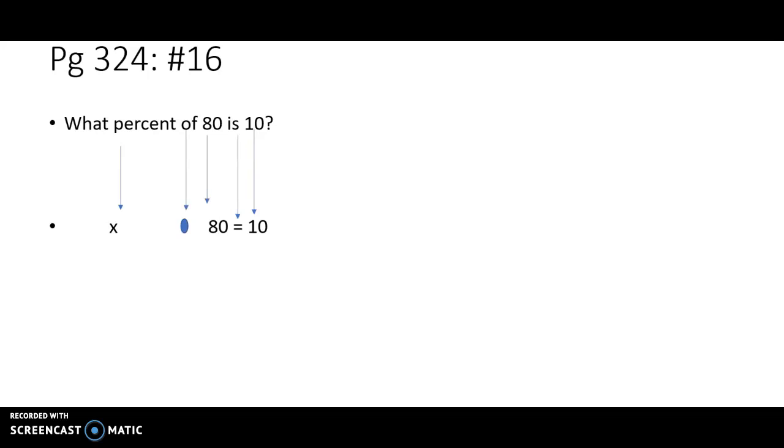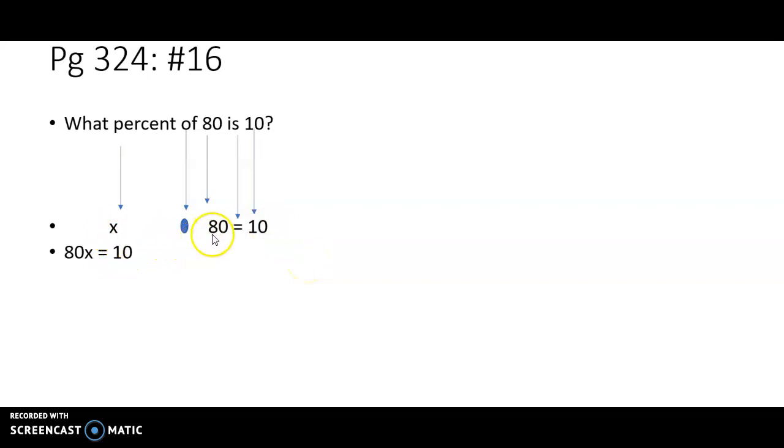Okay, next problem that came up was number 16. 16 asked us what percent of 80 is 10. This is just like number 12. It's almost a carbon copy, just different numbers. So we're going to go ahead and translate. What percent means X, of is multiply, 80 is just our number 80, is means equal, and 10 is the number 10. Again, we want to clean this up to make it look algebraic.